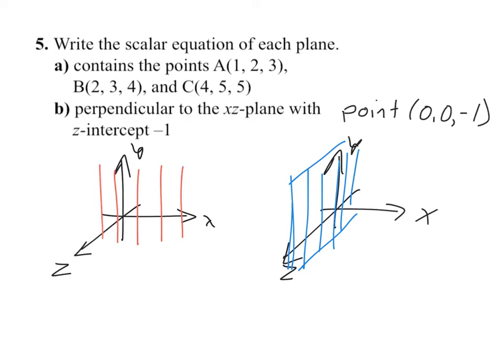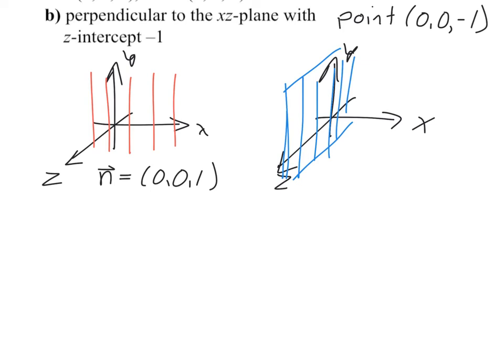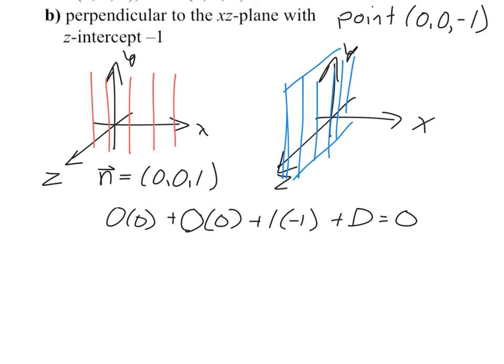If we're going to get our scalar equation, we need a normal. The easiest normal vector to use for something that looks like this red plane is a vector that points along the z-axis. So we can use 0, 0, 1 as our normal. Once we've got that figured out, it's pretty easy to find the scalar equation of the plane. We know that they've given us a, b, and c, those parameters. So it's going to be 0x plus 0y plus 1z plus d equals 0. And we have this point that we can put in, which is 0, 0, -1.